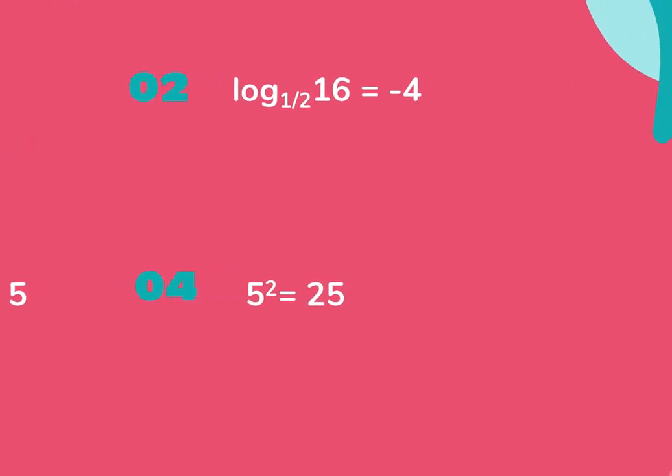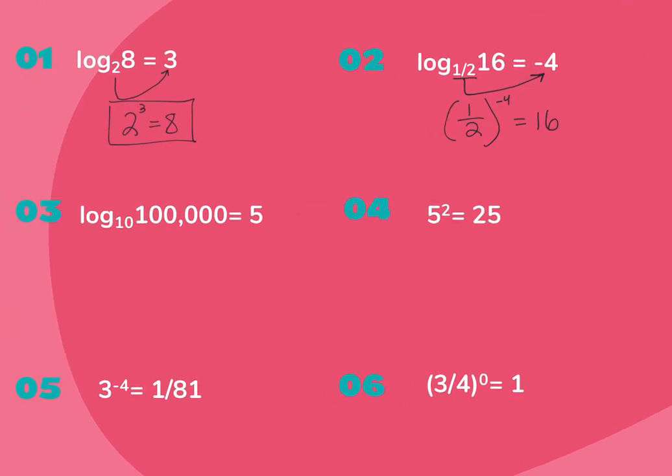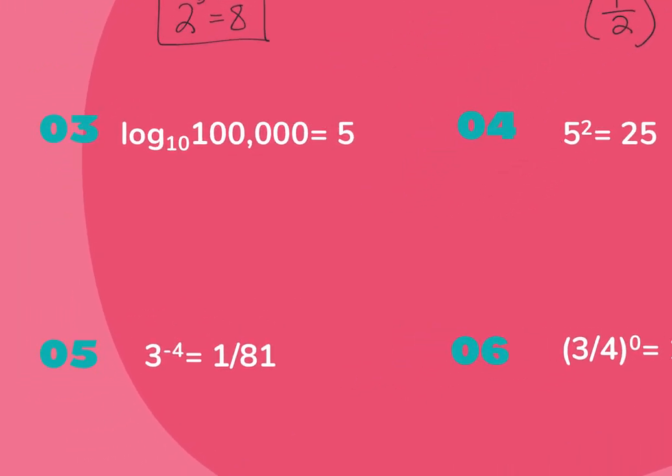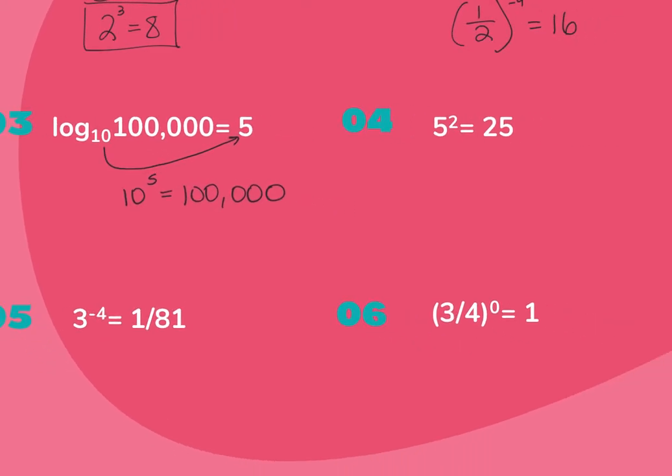Go to 2. Now the base is 1/2. 1/2 comes over and picks up the negative 4. So 1/2 to the negative 4 equals 16. For now, that's all we're doing, just converting. Log base 10 of 100,000 equals 5. The 10 comes over and picks up the 5. Leaves the 100,000 by itself.